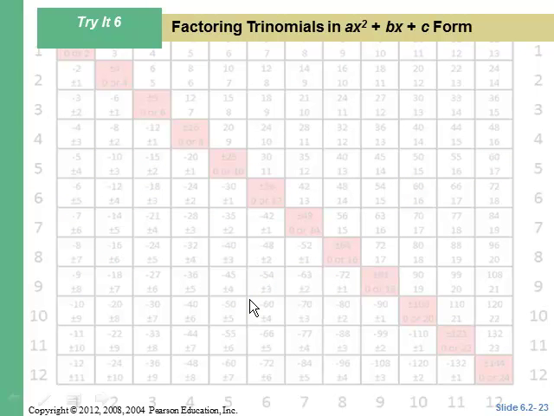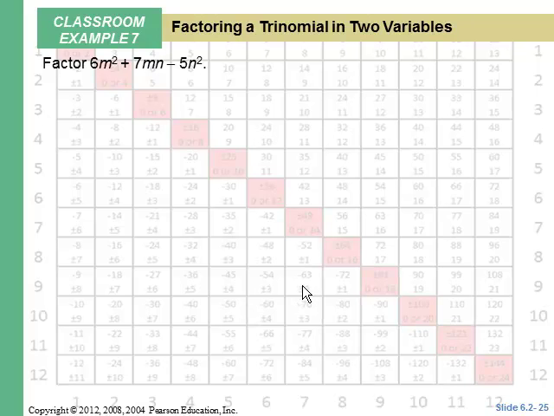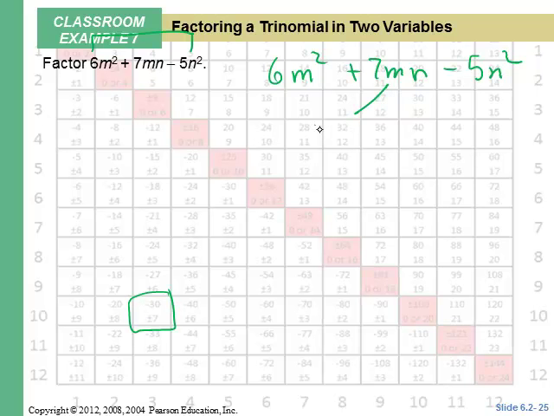Ooh, missed one. So, use the FOIL method. All right. Multiply those two as negative 30 and 7 apart. Negative 30 and 7 apart is right there. So we're going to 6m squared plus 7mn minus 5n squared. We're going to use this to split up the middle term into minus 3mn plus 10mn. Notice we put the plus sign in the middle when we can.